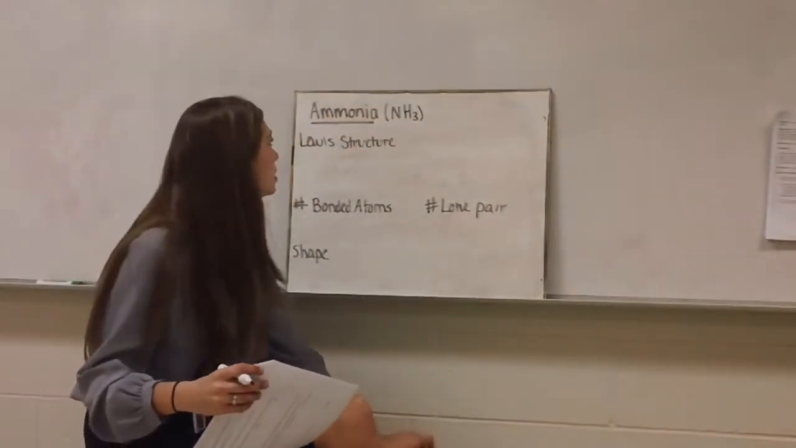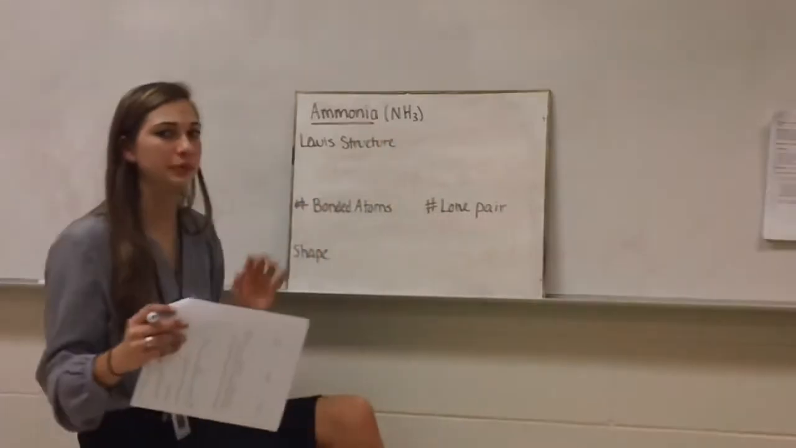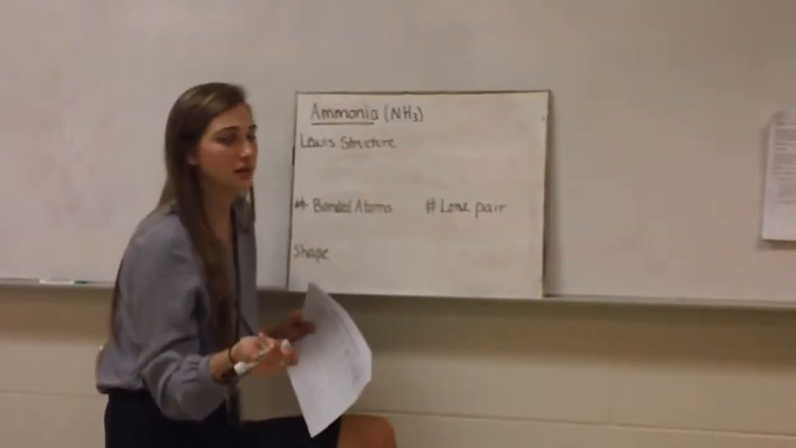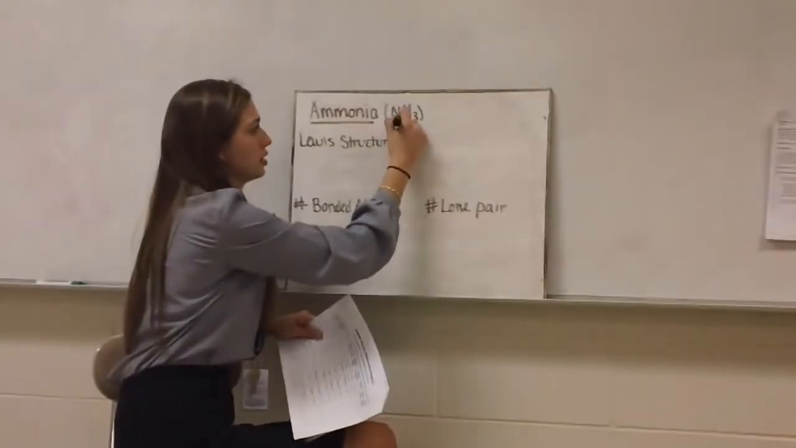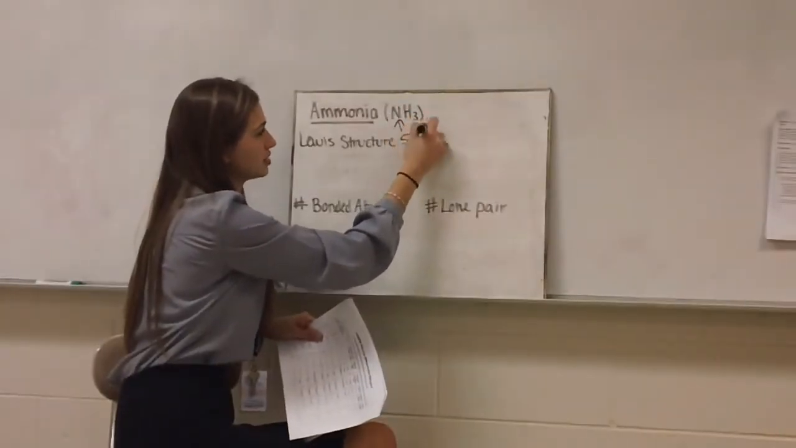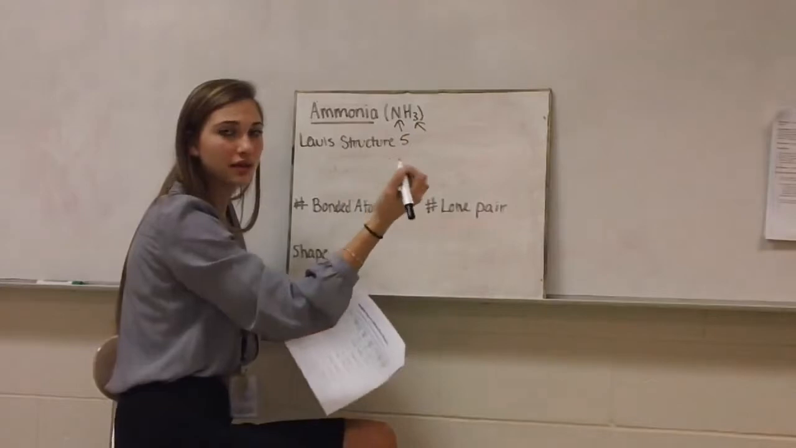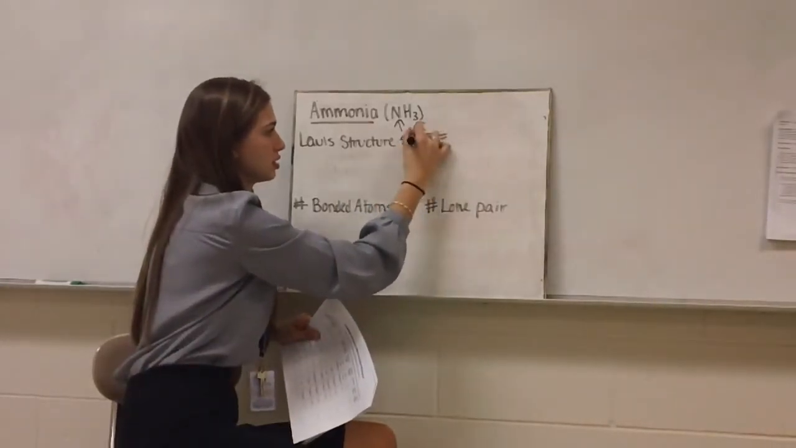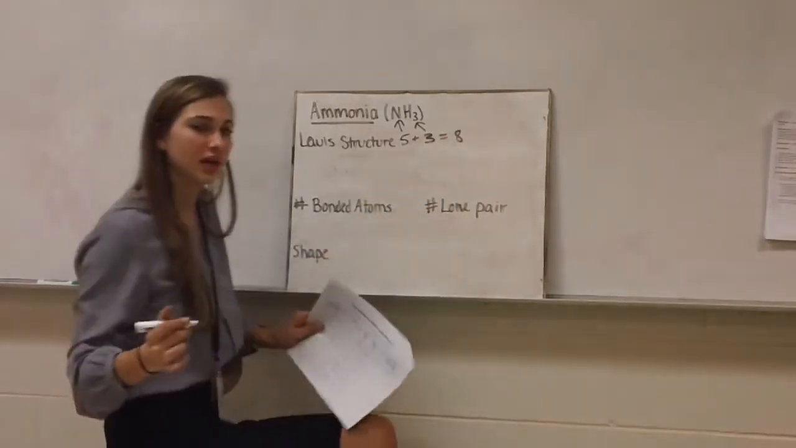Let's try another one. Ammonia. The formula is NH3. Let's figure out the number of valence electrons that we have here. N has 5 valence electrons. Each hydrogen has 1, times 3 is 3. So that's going to give us 8 valence electrons.